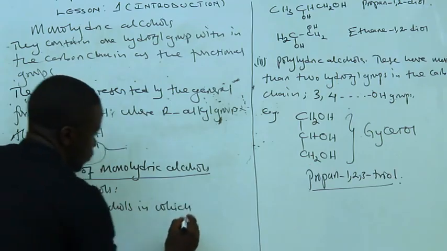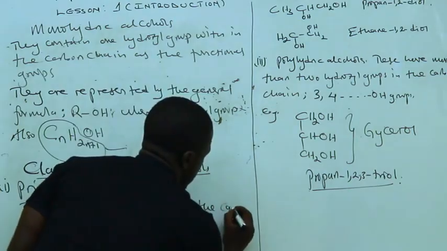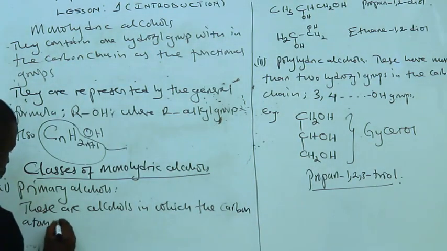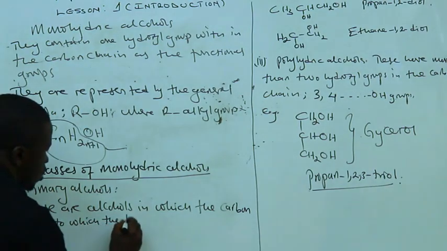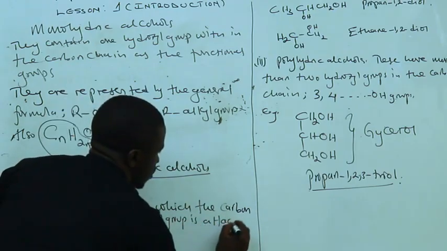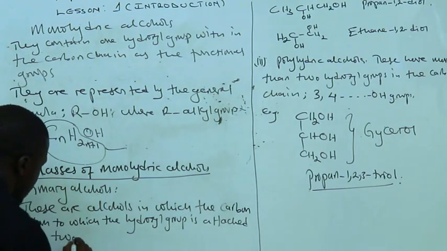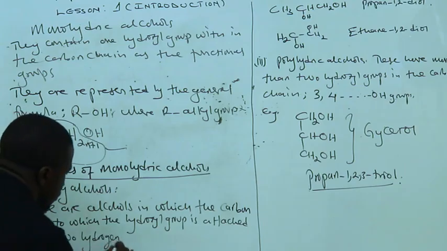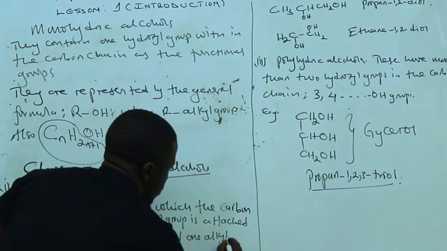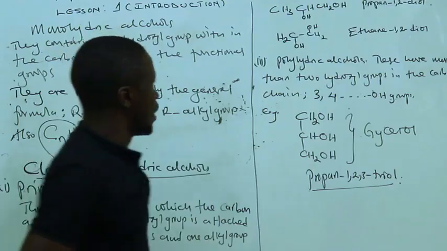So we shall say that these are alcohols in which the carbon atom to which the hydroxyl group is attached has 2 hydrogen atoms and 1 alkyl group. So let's look at the formula and then we see what we mean.